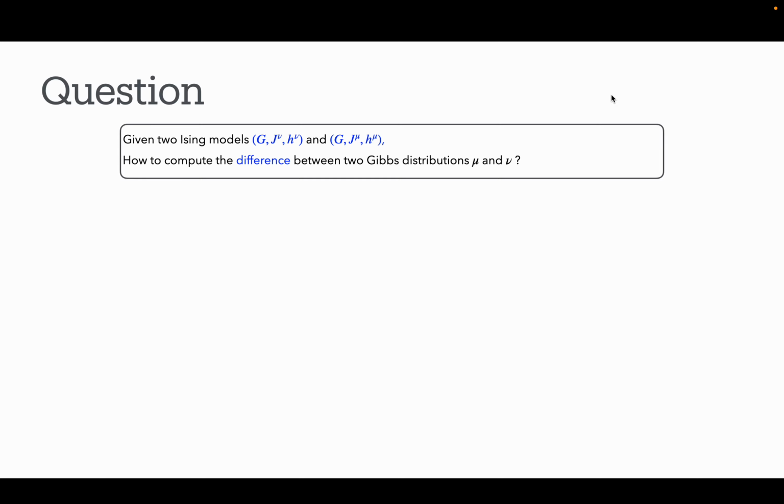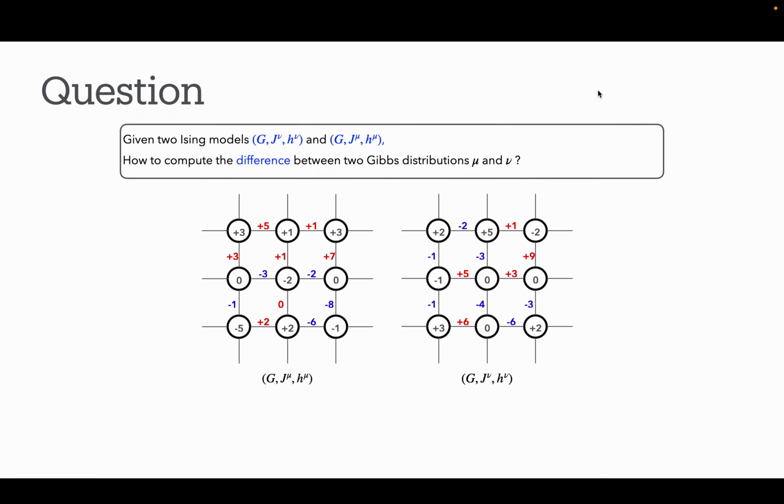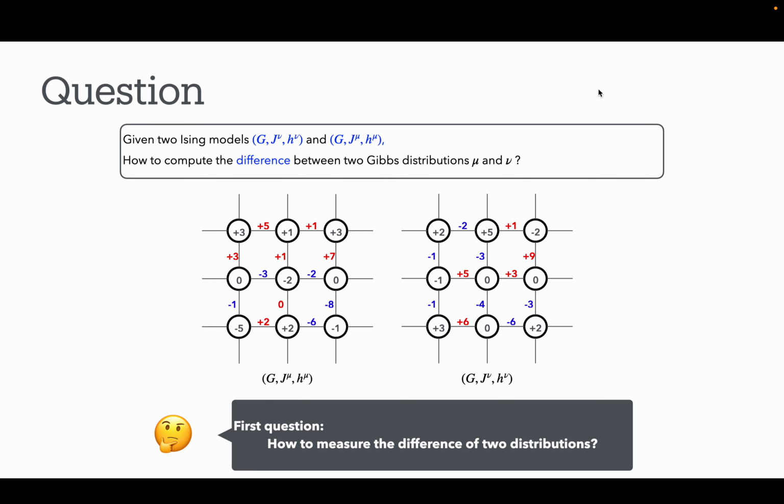and as the temperature goes higher, the Ising model prefers to show the external field. So our question is: given two Ising models (G, J_mu, H_mu) and (G, J_nu, H_nu), how do we compute the difference between the two Ising models? Here we have two graphs. Our first question is how to measure the difference of two distributions.